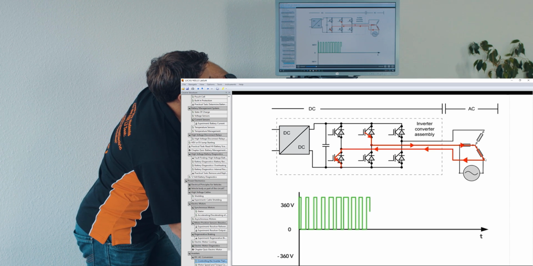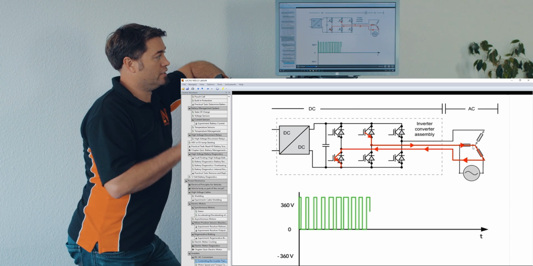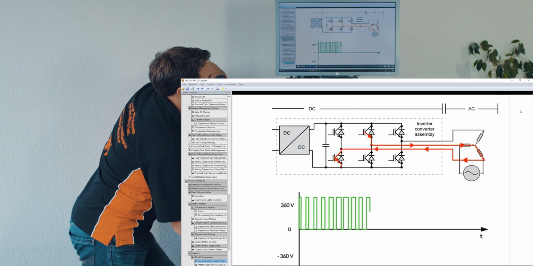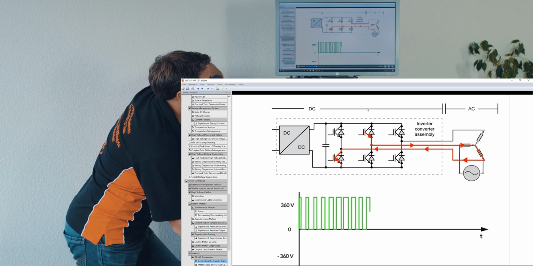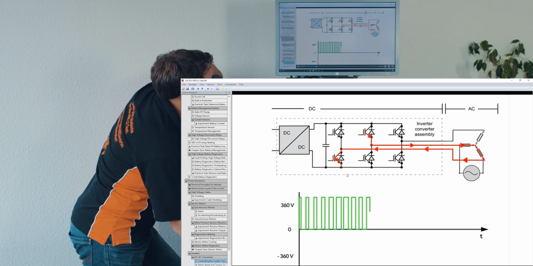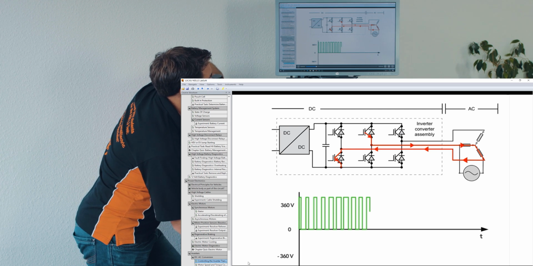So we can see the current flowing through, and it always flows through two phases at the same time, so two windings. So we've got the DC positive at the top here going through this IGBT through one of the phases back out. And so it's depending on which of these IGBTs is being switched. In this instance, they're being switched on and off to create the digital sine wave here.